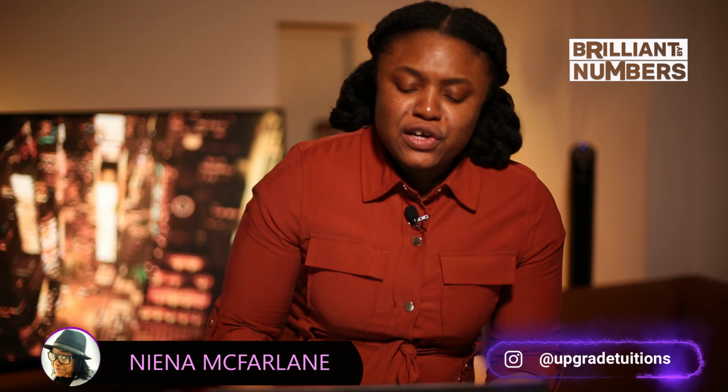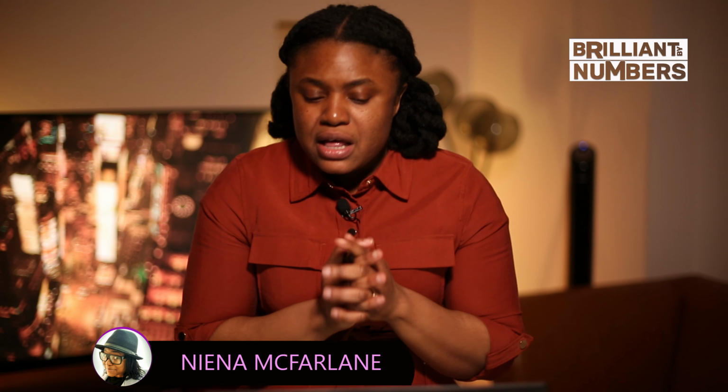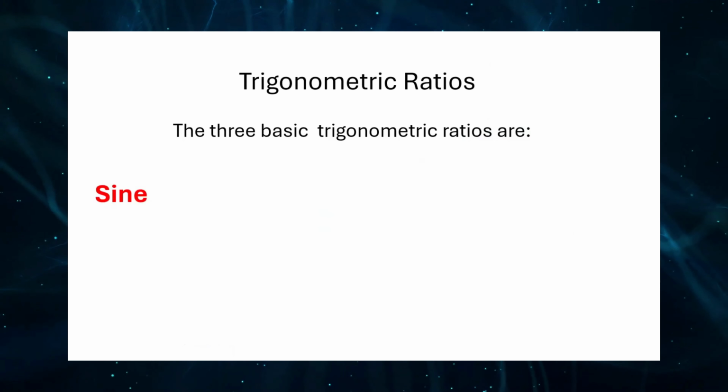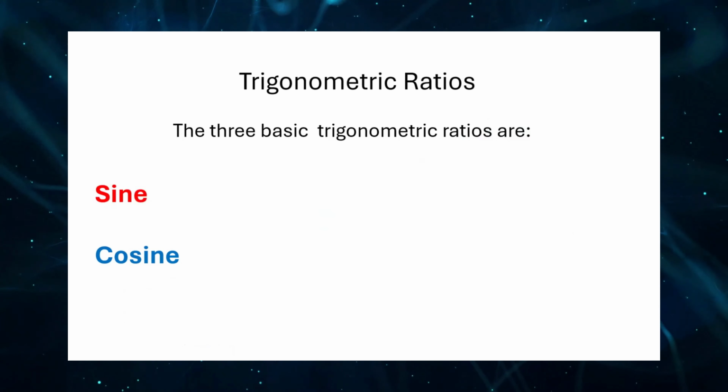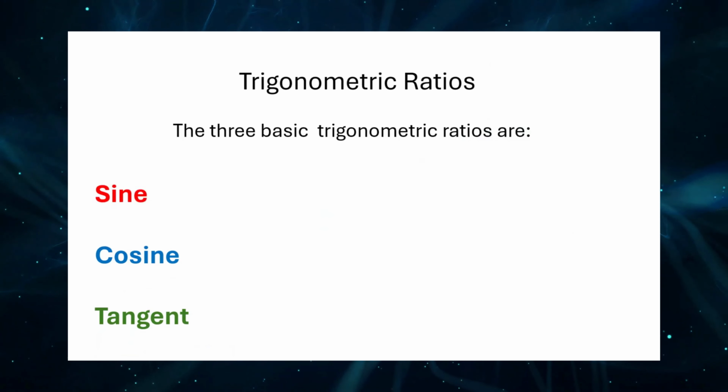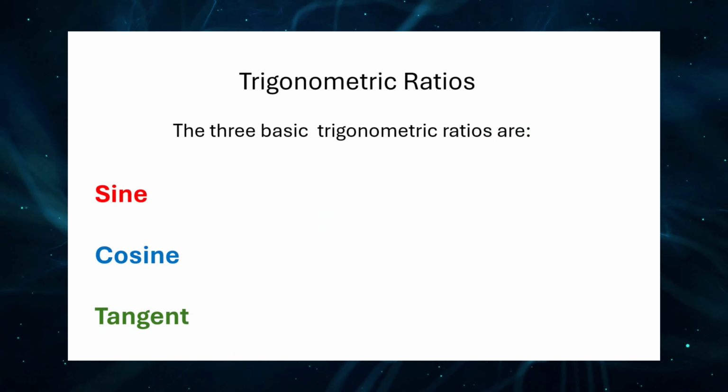Okay, so moving along. Now, as it relates to trigonometric ratios, there are three basic trig ratios. The first ratio is sine. The second ratio is cosine. And the third ratio is the tangent ratio.